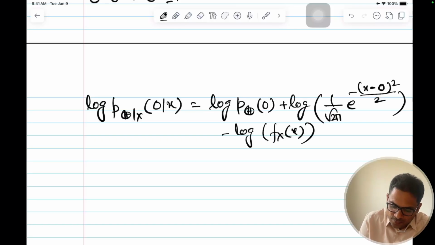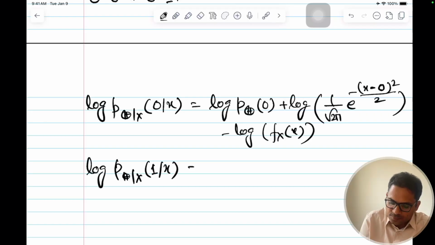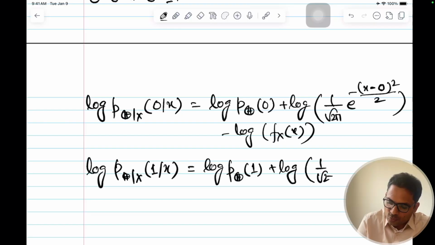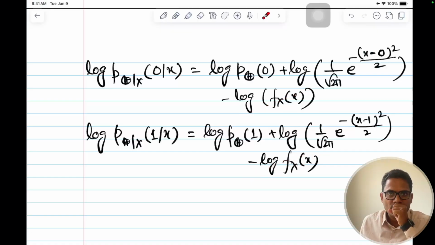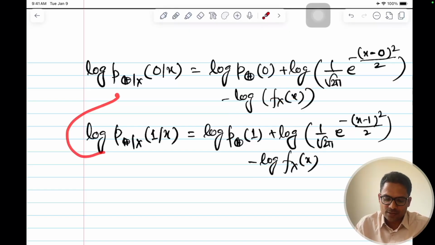Mu was 0, and then we'll have log of probability of theta given x, with 1 given x, which is log of probability of 1 plus log of 1 by root 2 pi, e to the power minus (x minus 1) whole square by 2, minus log of f_X of x. Both sides have this last term, so I won't consider it, since it is common to both sides. I want to compare now; either of these two terms can be greater. Let's assume that theta equal to 1 is the greater term.